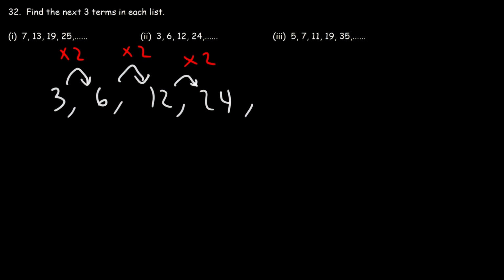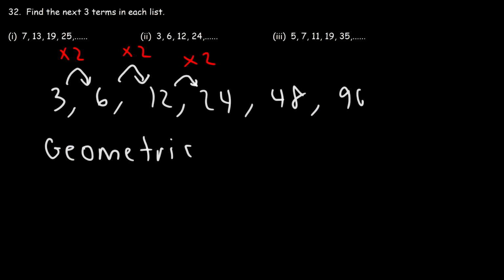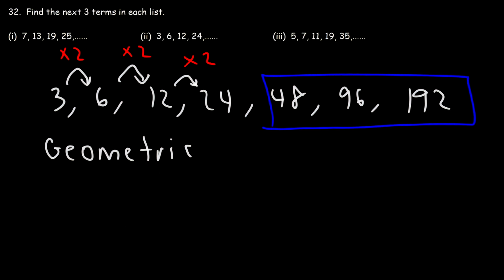So in this case, instead of adding by a constant number, we are multiplying by a constant number. And so this is what is known as a geometric sequence. The common ratio is 2. So to get the next number, it's going to be 24 times 2, which is 48. And then 48 times 2, which is 96. And then 96 times 2, which is 192. So these are the next 3 terms in the geometric sequence of list 2.